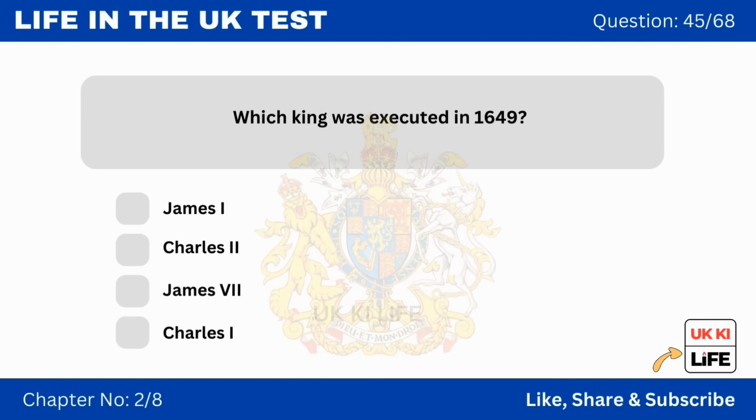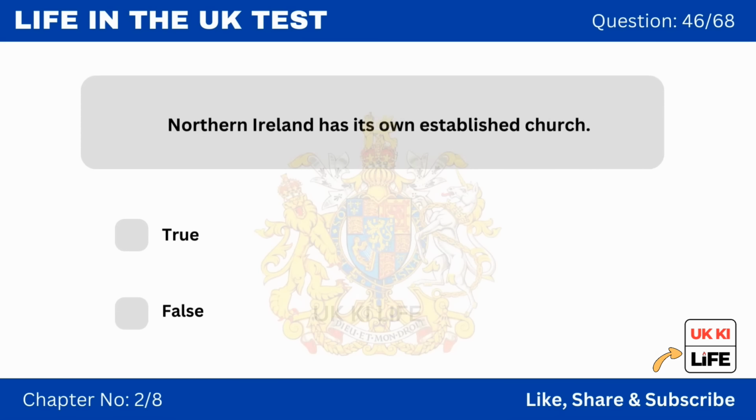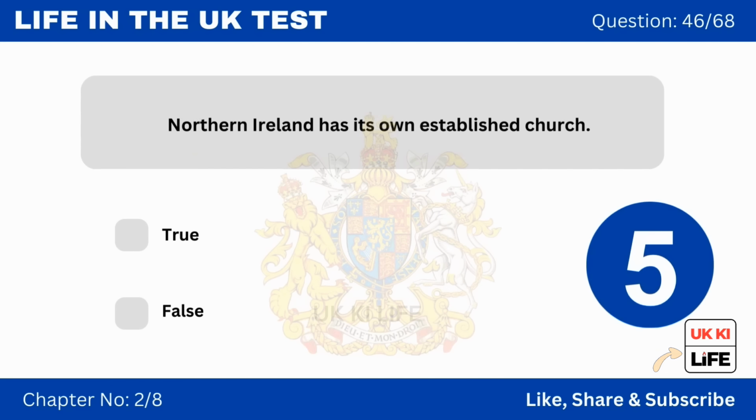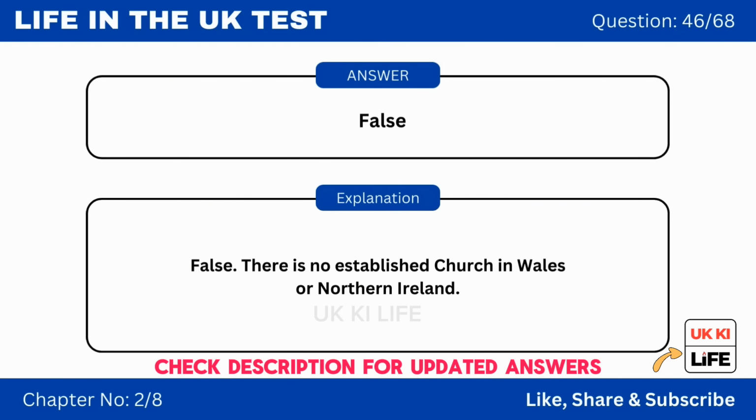The correct option is D. Explanation. The correct answer is Charles I. Question 46. Northern Ireland has its own established church. True. False. The correct option is B. Explanation. False. There is no established church in Wales or Northern Ireland.